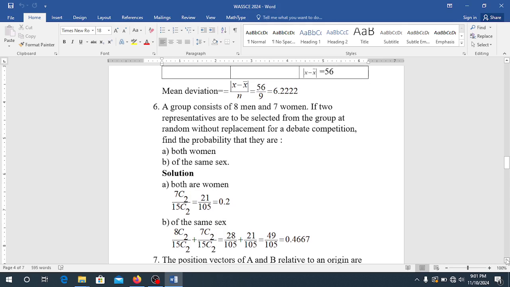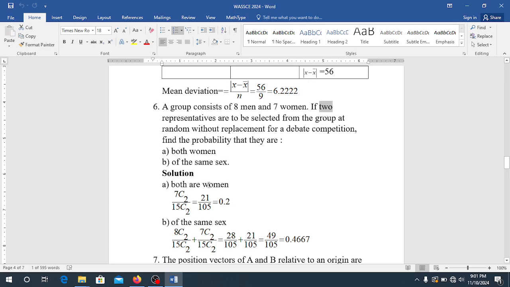Question 6. A group consists of 8 men and 7 women. If two representatives are to be selected from the group at random without replacement for a debate competition, find the probability that they are A, both women, B, of the same sex.